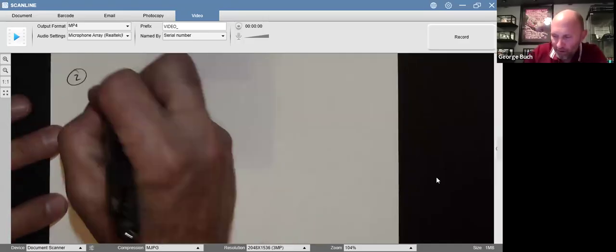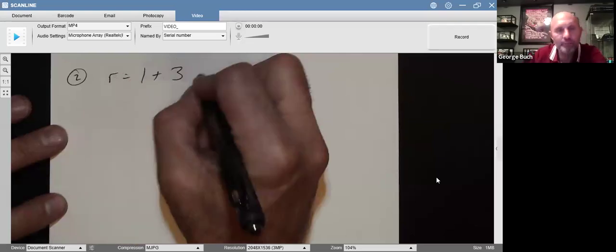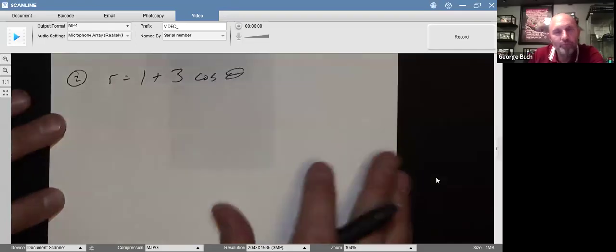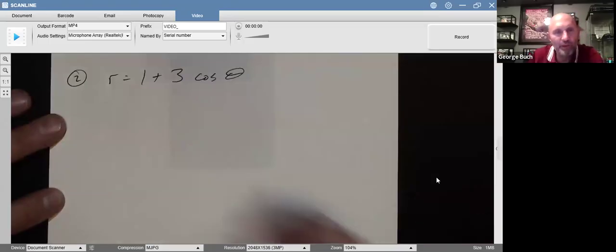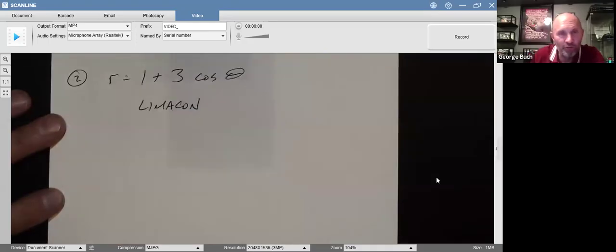All right, what if we have r equals 1 plus 3 cosine theta? There's a plus or minus, there's a plus. So I know that's going to be a limaçon. Plus or minus means limaçon or cardioid. Because the numbers are different, it's a limaçon. So I should probably put that. It's a limaçon because different numbers.